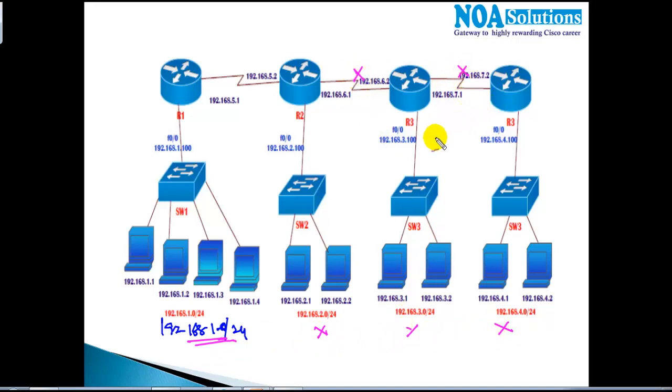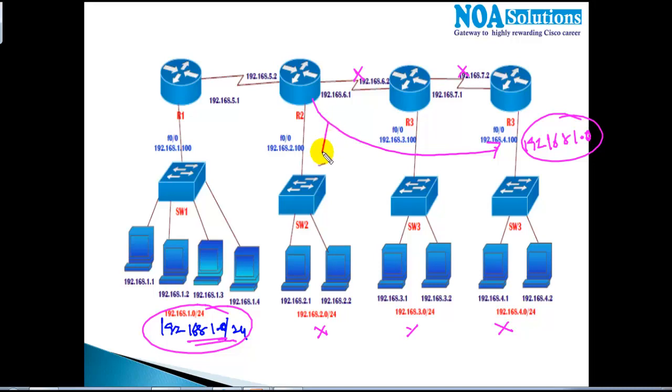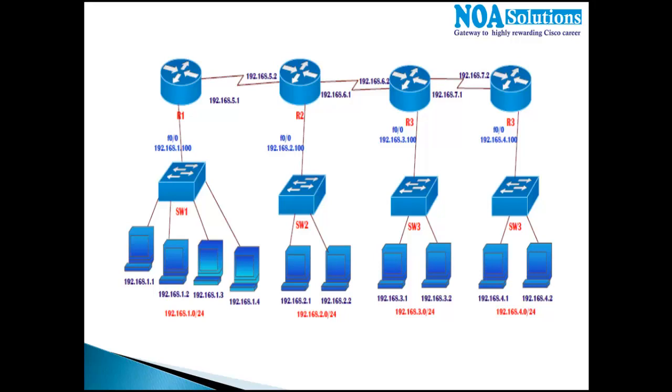So if I try to assign the 192.168.1.0 network here also, if I'm repeating the same network in two locations or two different LANs, in that case, router 2 or router 3 will get confused whether they need to send it to the 1.0 network on this side or the other side. So that's the reason you are not supposed to repeat the same network in more than one location.